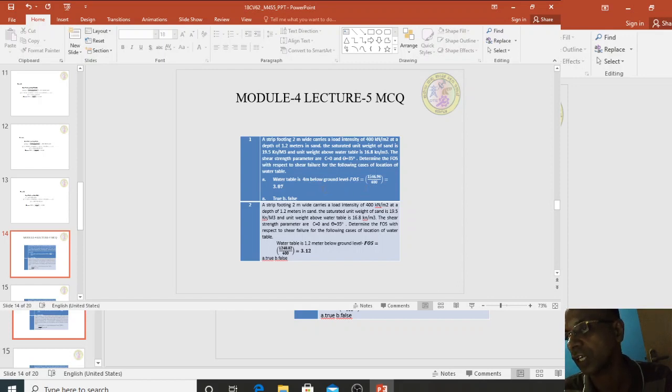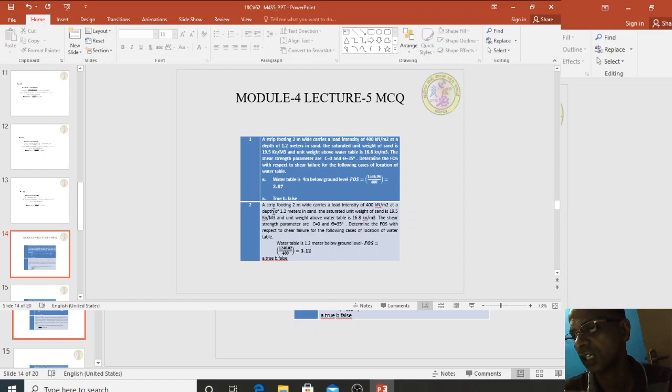So the answer is 3.87. Yes, Qf is equal to cNc plus gamma Df Nq Rw1 plus half gamma B Nγ Rw2. When the water table is much below the significant depth, there is no effect of the water table on bearing capacity. Therefore, Rw1 is 1 and Rw2 is also equal to 1. If you substitute these in the above equation, you will get the answer 1546.94. That divided by 400 will give 3.87. Hence the correct answer is option A, it is true.